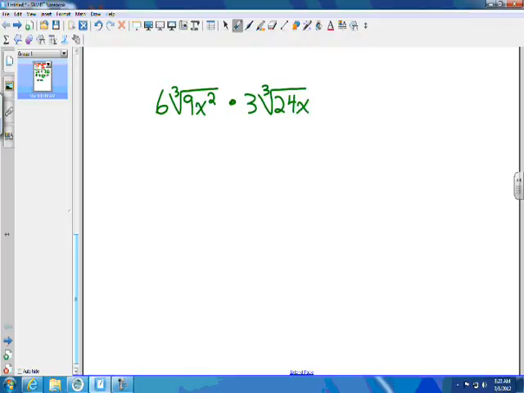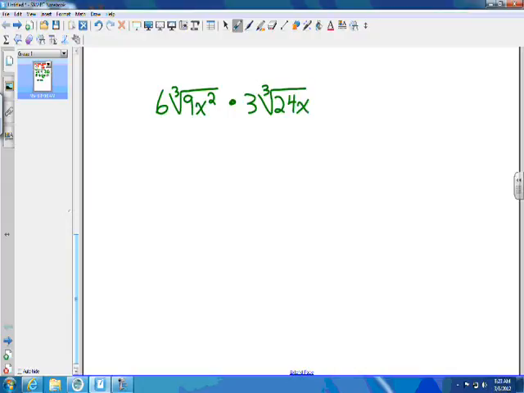What you need to look at here is these numbers have two different parts. You get this number out front, the 6, that's just plain 6. That's 6 times the cube root of 9x squared. So you've got these numbers out front, the 6 and the 3, and then you've got your radical part. You kind of deal with each one of those separately. So you need to realize that as you're working the problem.